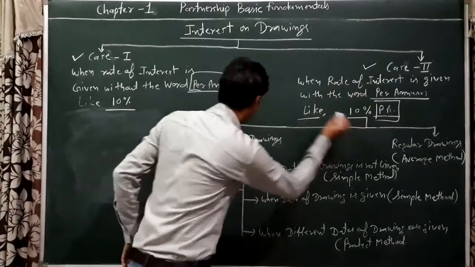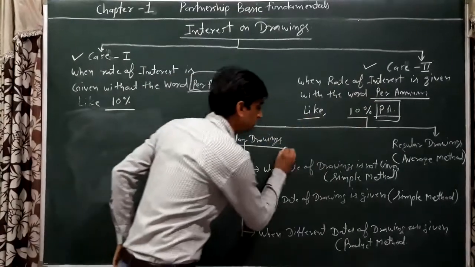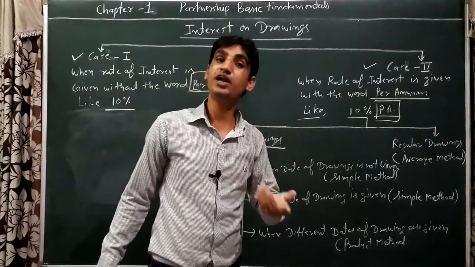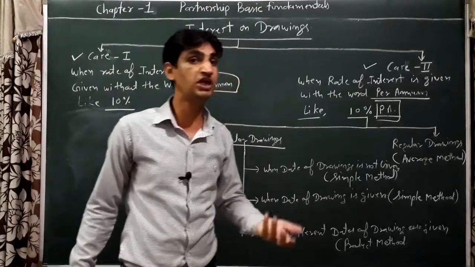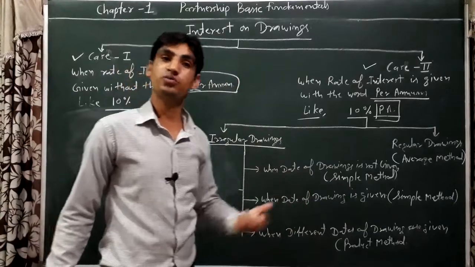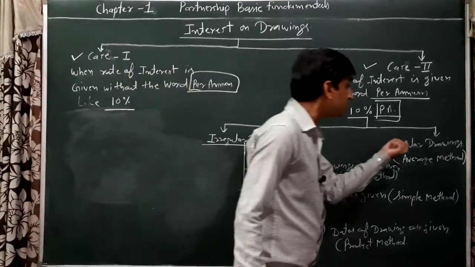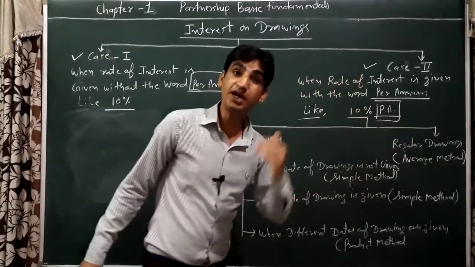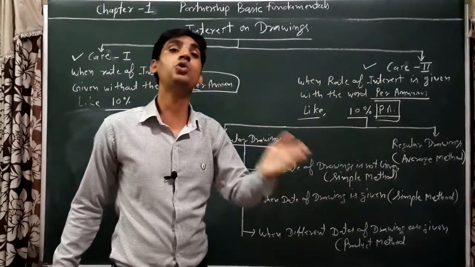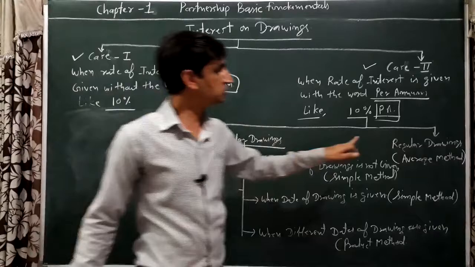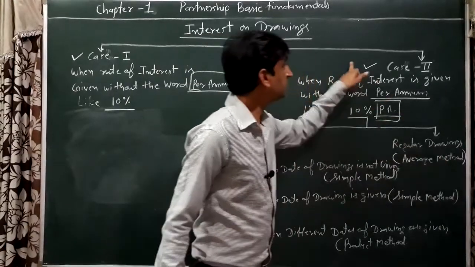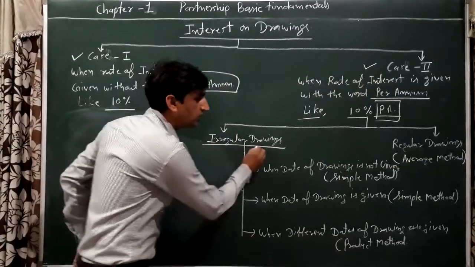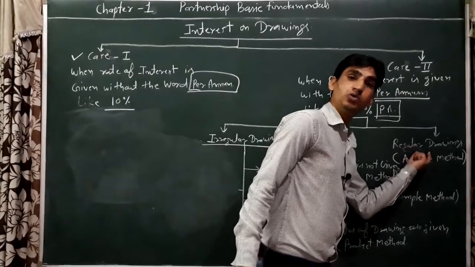The first is irregular drawings. Irregular drawing means whenever the partner requires money for personal use, he withdraws an amount from the firm. Or regular drawings, which means whether the partner requires it or not, he will withdraw on a fixed date; that is called regular drawing. So in case second, drawings may be of two types, irregular drawings or regular drawings.